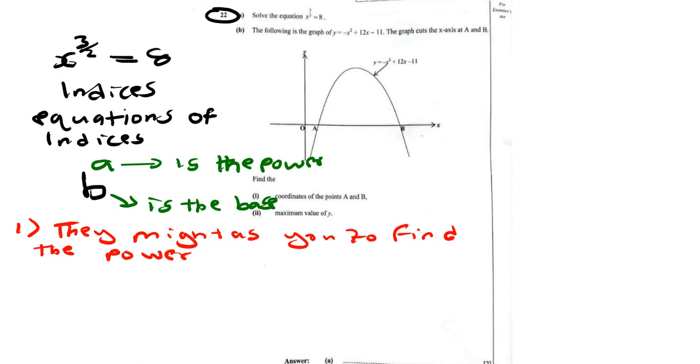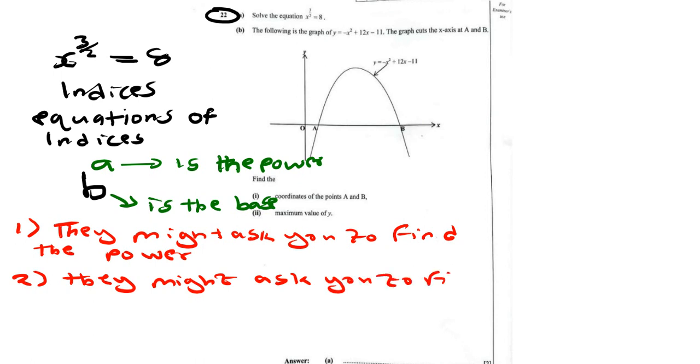Or two, they might ask you to find the base. So that's how equations of indices come. It's either they're asking you to find the power or they're asking you to find the base.